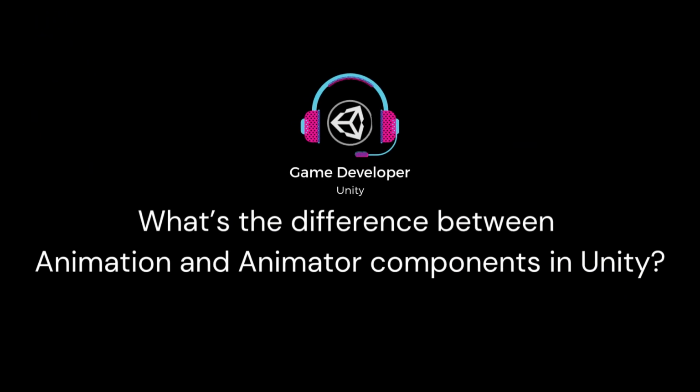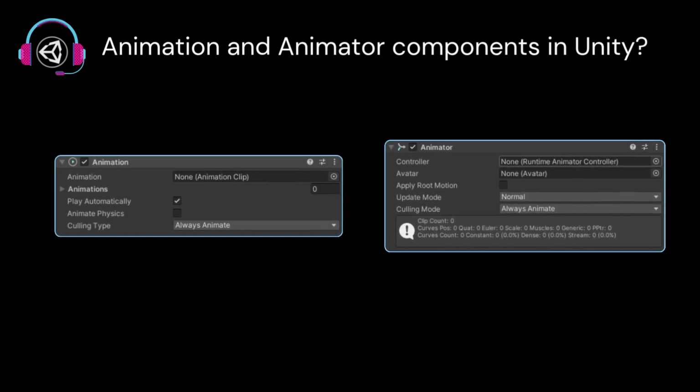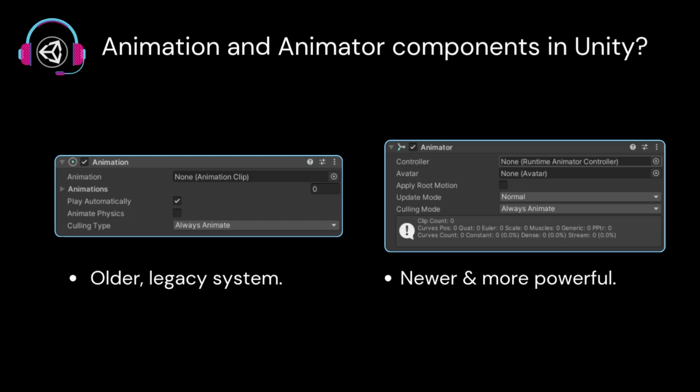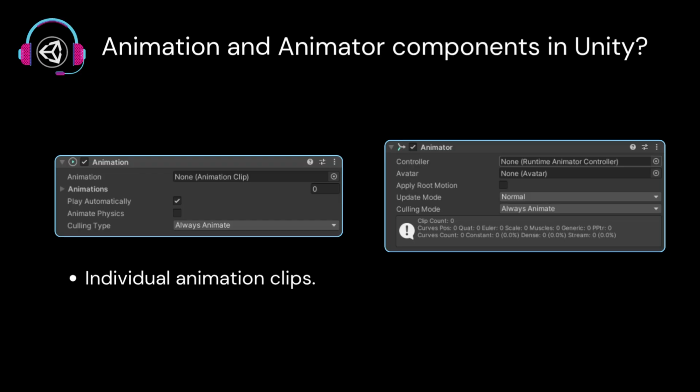What is the difference between the Animation and Animator components in Unity? In Unity, Animation and Animator refer to different components and systems used for bringing movement to game objects, but they are not the same thing. The Animation component is an older legacy system in Unity, whilst the Animator component is a newer and more powerful animation system. The Animation component works with individual animation clips. On the other hand, the Animator Controller is a visual state machine that manages multiple animation clips.